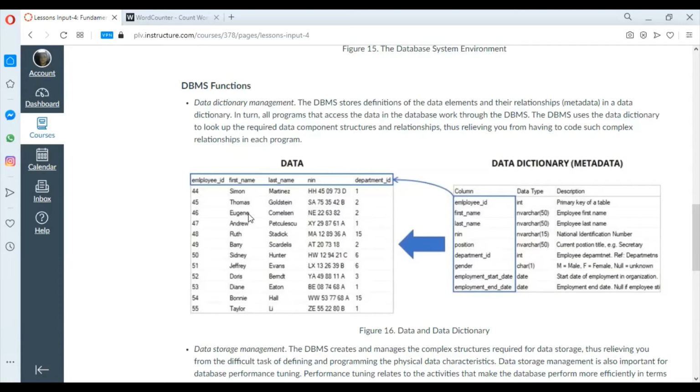The DBMS stores definitions of the data elements and their relationship, called metadata, in a data dictionary. In turn, all programs that access the data in the database work through the DBMS. It uses the data dictionary to look up the required data component structures as well as relationships, thus relieving you from having to code such complex relationships in each program. So through the data dictionary, we can have relationships inside our data as well as define the data found in our database.